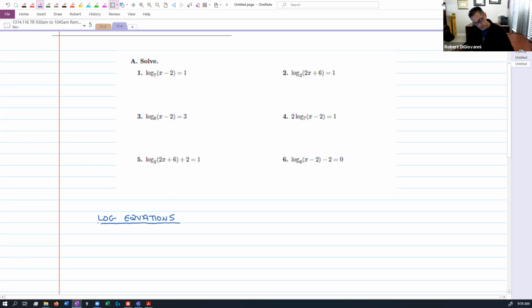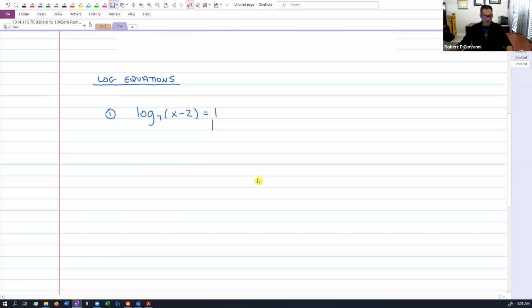Now, the reason you know these are log equations is because when you look at the equation, it has a log in it, a logarithm. Okay, so we're going to start with that first one. What we want to do here is solve for x. I want to know what x is. So right now, do you see that the x is inside the logarithm? You have a log and then inside the parentheses, there's an x.